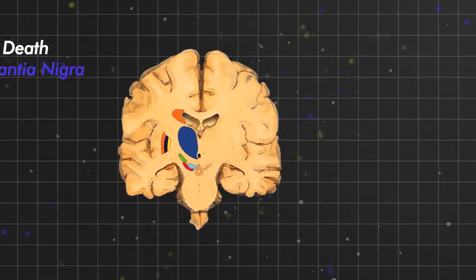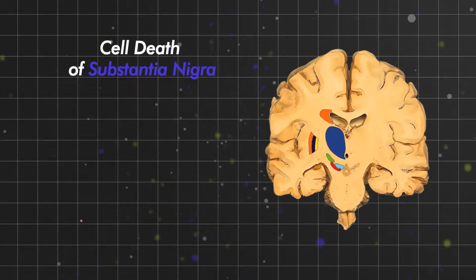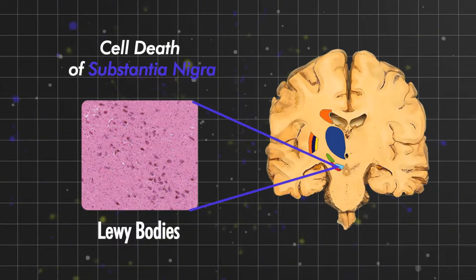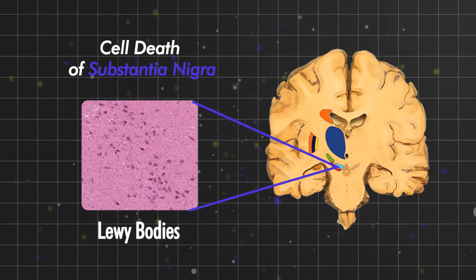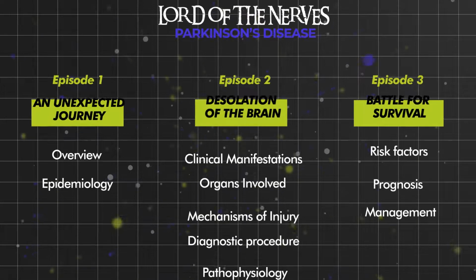Events leading to the neuronal cell death of the substantia nigra are poorly understood, but the presence of Lewy bodies in the neurons suggests that these are the pathological hallmark of Parkinson's. Lewy bodies are misfolded proteins with alpha-synuclein as the main component. Photomicrographs of regions in the substantia nigra in a Parkinson's patient show these abnormal aggregates may contribute to the degradation of the substantia nigra.